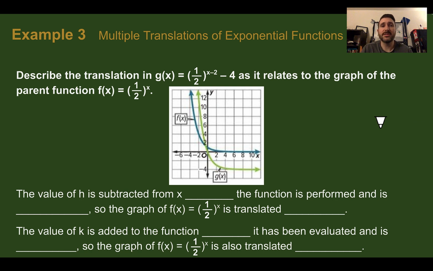Example 3, multiple translations of exponential functions. Describe the translation in g of x equals 1/2 to the x minus 2 minus 4 as it relates to the graph of the parent function f of x equals 1/2 to the x power. So here we have 2 things happening.